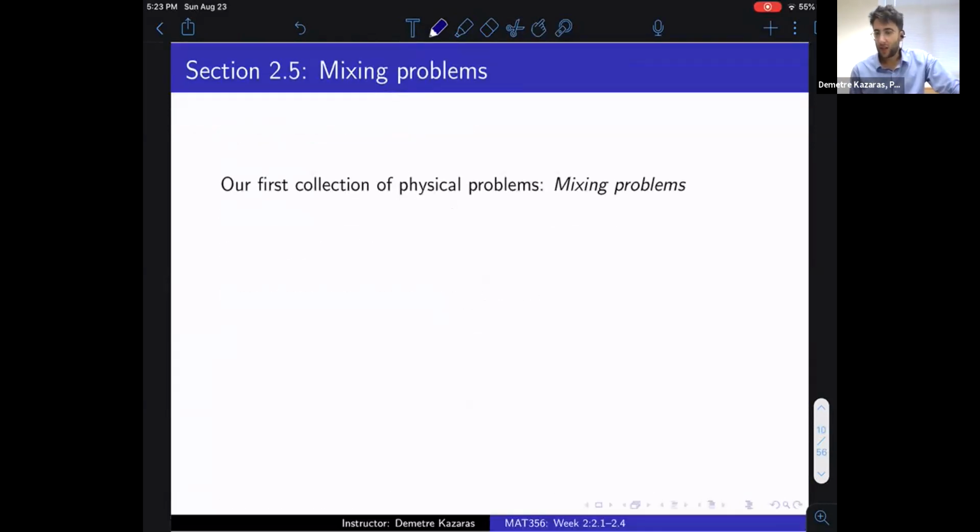All right, so you had some exercise with that. We did some practice with that. Now let's move on to applying some of these tools. We have a little bit of a toolkit now. We know how to solve the linear equations and the separable ones. We can get into our first collection of physical problems, mixing problems.